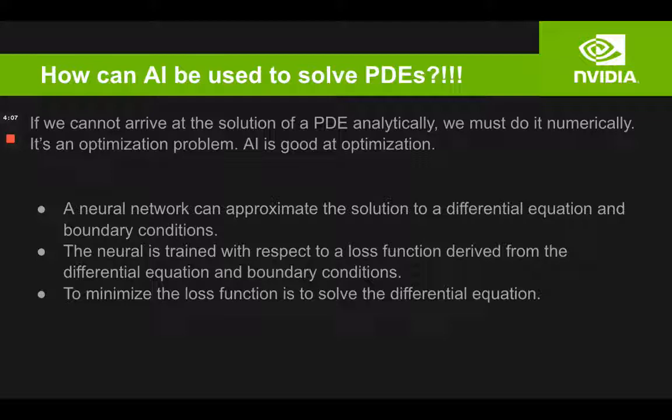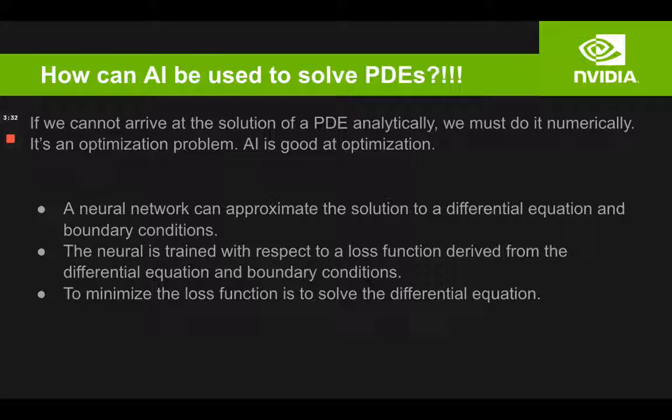Indeed, a neural network can approximate the solution to a differential equation and boundary conditions. And notice that I haven't defined what a neural network is, and in fact I won't. The beauty of the approach is that you only need to know what you are optimizing, not how you're optimizing it. You are free to research how neural networks work, but the idea is that the neural network is trained with respect to a loss function derived from the differential equation and boundary conditions.